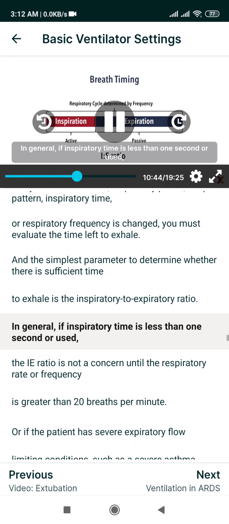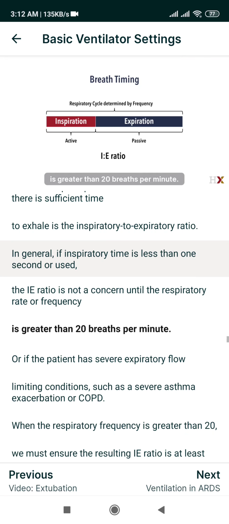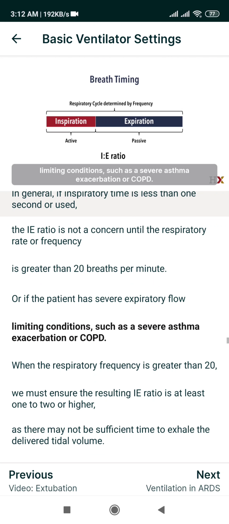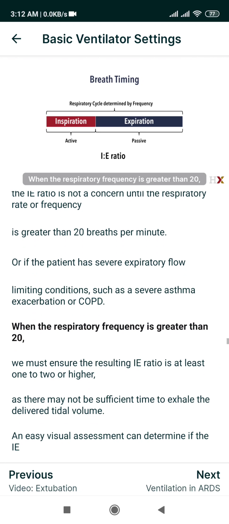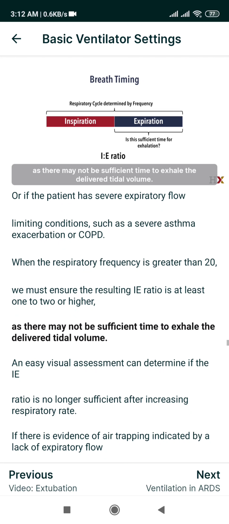In general, if inspiratory times less than 1 second are used, the IE ratio is not a concern until the respiratory rate or frequency is greater than 20 breaths per minute, or if the patient has severe expiratory flow limiting conditions such as a severe asthma exacerbation or COPD. When the respiratory frequency is greater than 20, we must ensure the resulting IE ratio is at least 1 to 2 or higher, as there may not be sufficient time to exhale the delivered tidal volume.